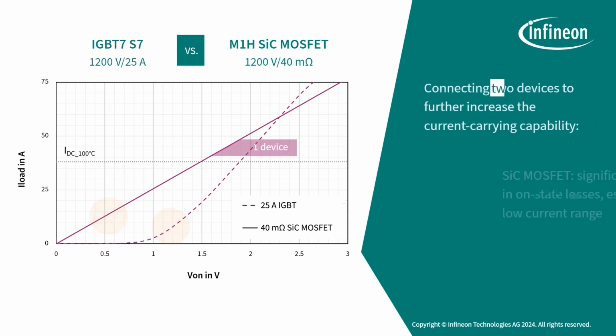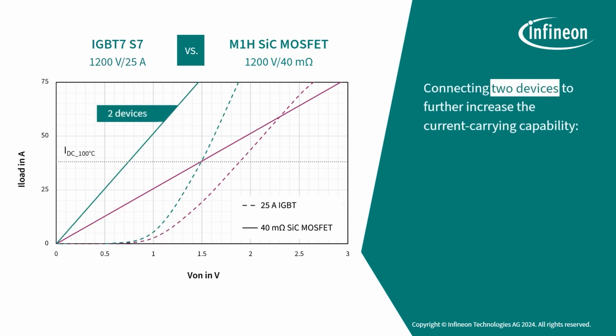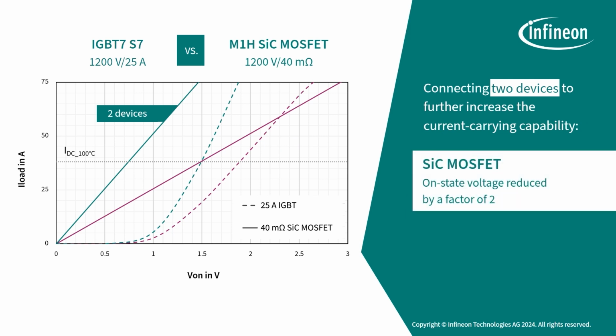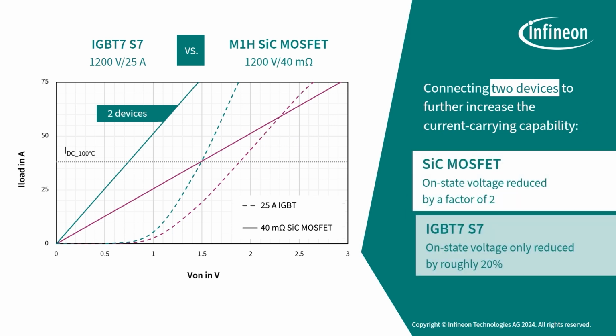Using two devices to further increase the current carrying capability of the end product, the on-state voltage of the solution based on the SiC MOSFET is reduced by a factor of 2, while for the solution based on the IGBT, the on-state voltage is only reduced by roughly 20%, due to the diffusion voltage of the collector side PN junction.